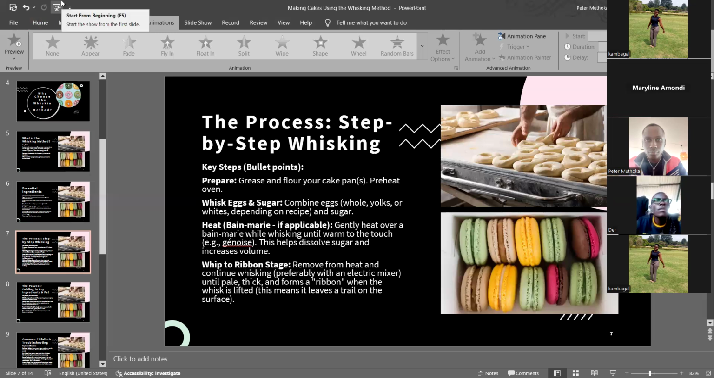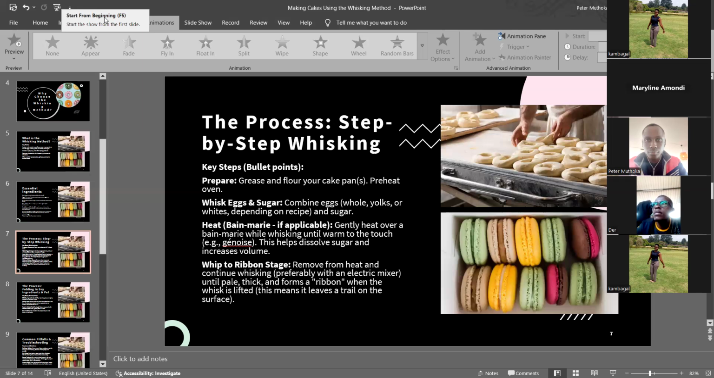So that is the process whereby we go step by step on how to prepare this mixture using the whisking method. And as you can see on the screen, I'll share the slides later on. You go and read them at your own time. As you can see, you need first to prepare. You need to grease and flour your cake pan, and then you preheat the oven. We said before you start baking, before you prepare your mixture, you need to preheat the oven.